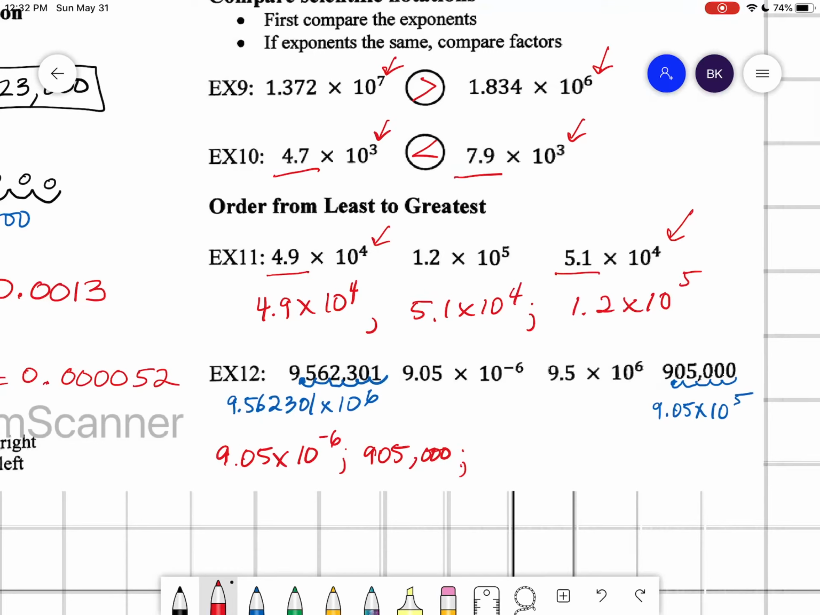905,000. The next one, I see 2 exponents that are 6, so they're the same. I'm going to compare the factors. 9.5 is smaller than the other one, so that's going to come next. 9.5 times 10 to the 6. And finally, I'm going to rewrite our largest number using the original number, 9,562,301. That would be our final largest number. And that's how you order scientific notation.